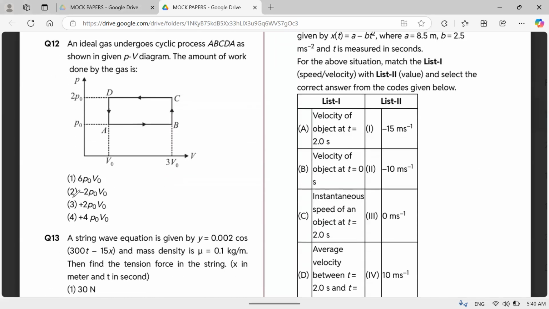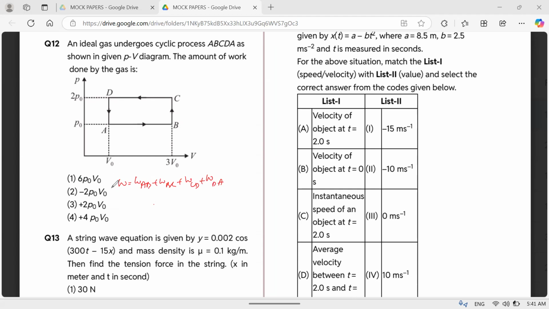Question number 12. An ideal gas undergoes a cyclic process A, B, C, D, A as shown in the given PV diagram. The amount of work done by the gas will be equal to how much? An ideal gas is given on a P versus V graph. The work done is nothing but the area under the curve. So work done will be equal to work done from A to B plus B to C plus C to D, then D to A.